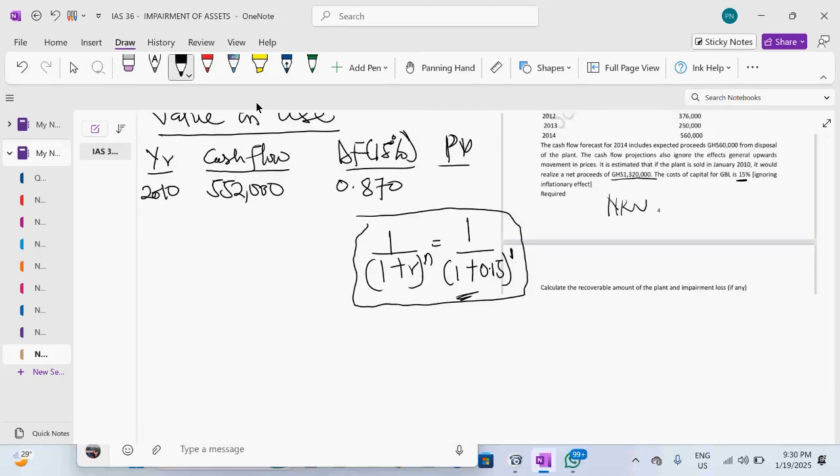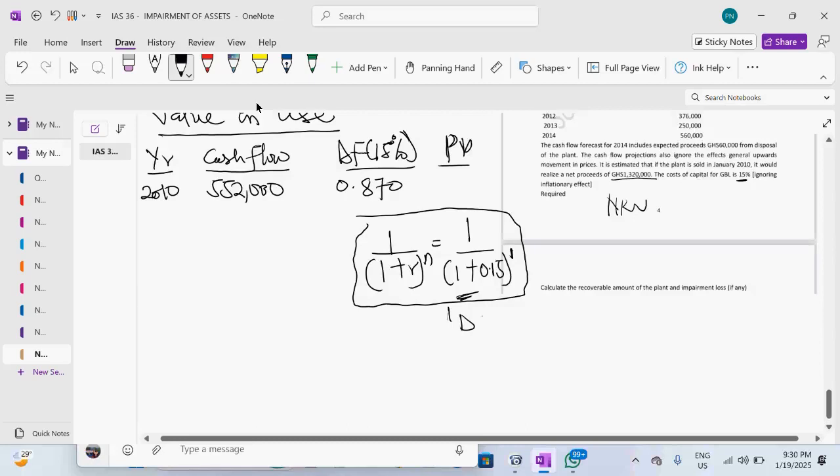This is the discount factor. It's called a discount factor for a single cash flow. We also have a discount factor for annuity. This is a discount factor for just a single cash flow.